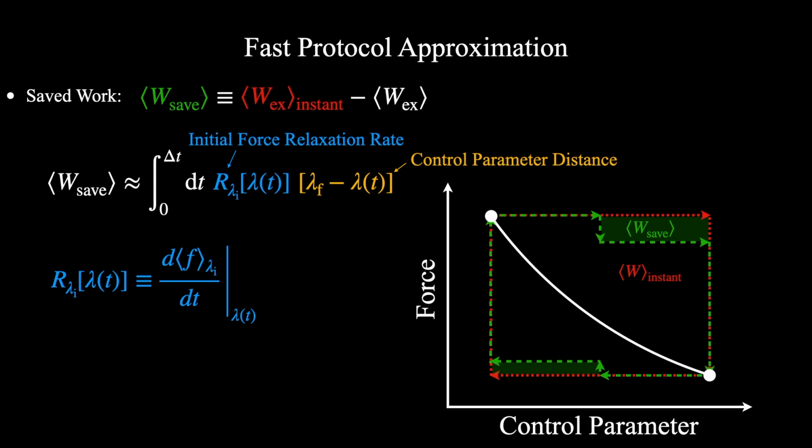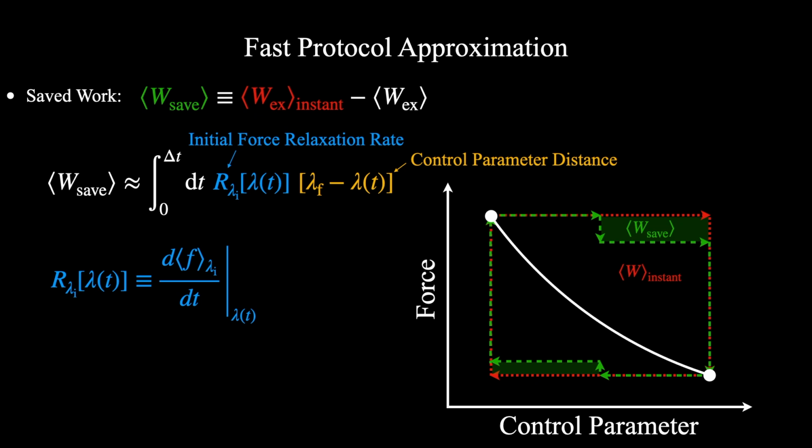And our goal is to maximize this saved work. The height of this rectangle is determined by this initial force relaxation rate. It determines how quickly you relax towards equilibrium. The width of this rectangle is determined by this control parameter distance. Now what we do in these optimal protocols is we maximize the area of this rectangle, and it turns out this is optimized by this discrete jump protocol, where you jump from your initial value to some intermediate one, relax for the entire duration, and then jump at the end.